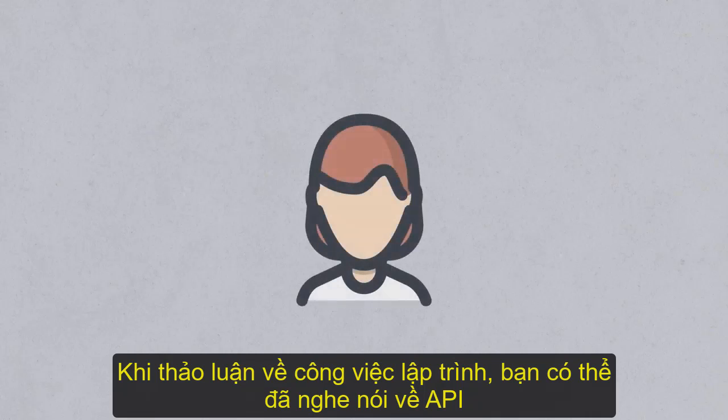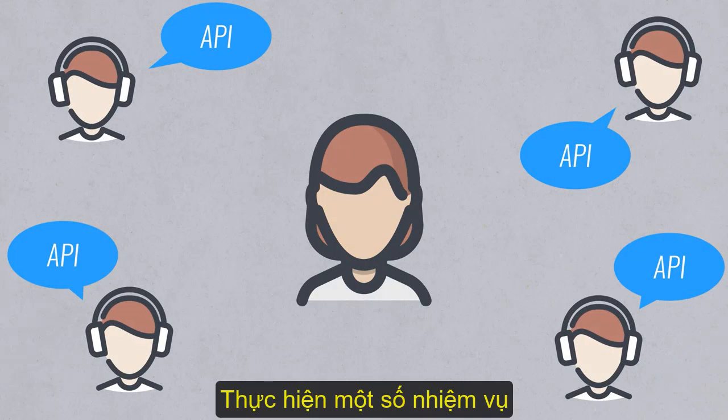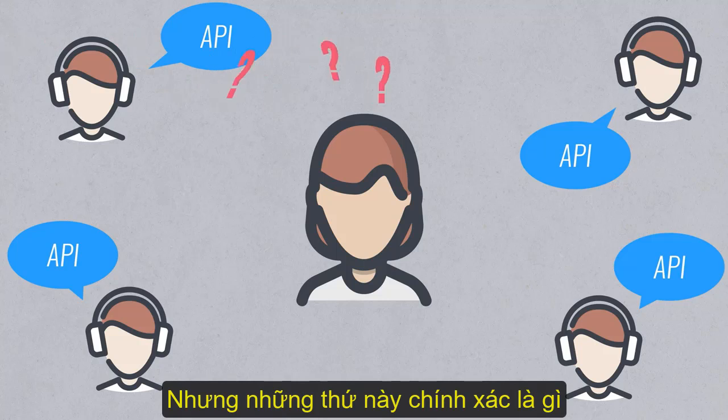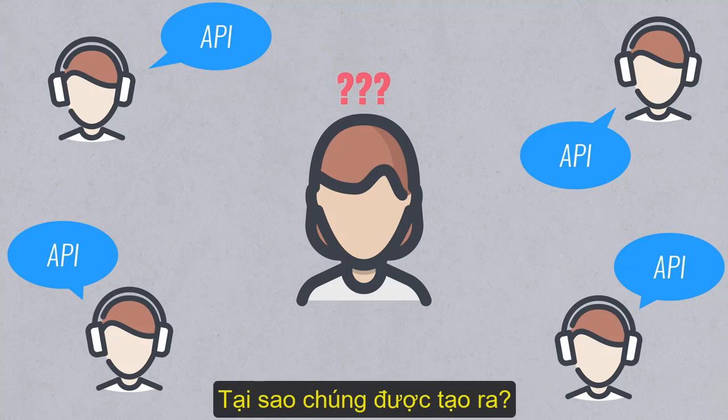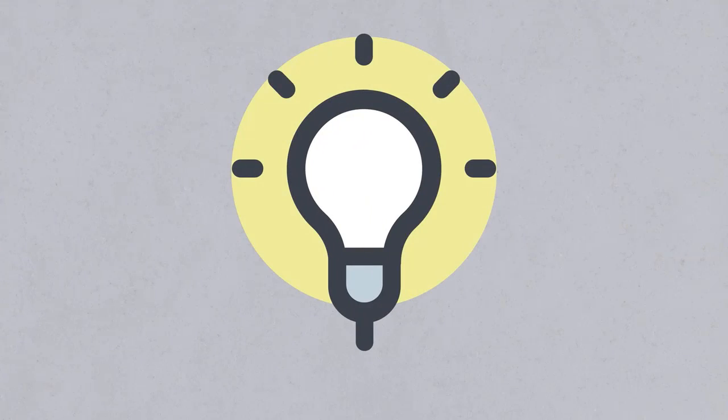When you hang around programmers, you might have heard about APIs and how they can be used to perform certain tasks or retrieve some data. But what are these exactly and why were they created? Let me explain the problem with a simple, non-IT related example.